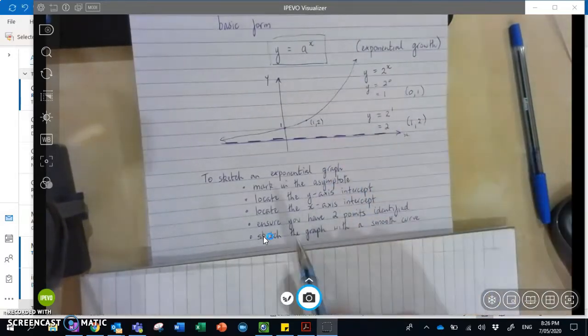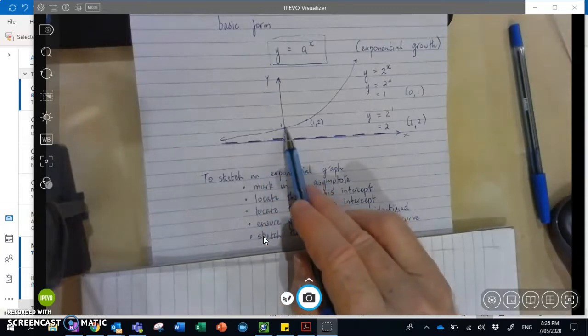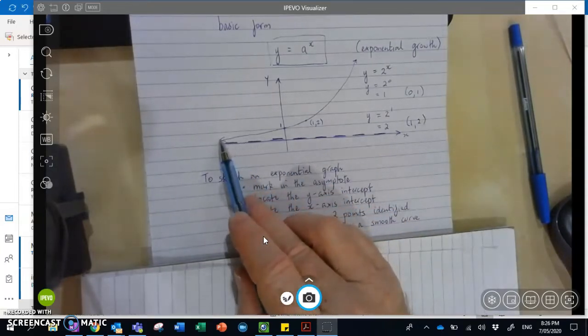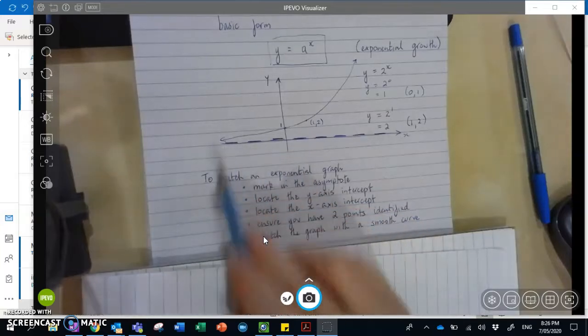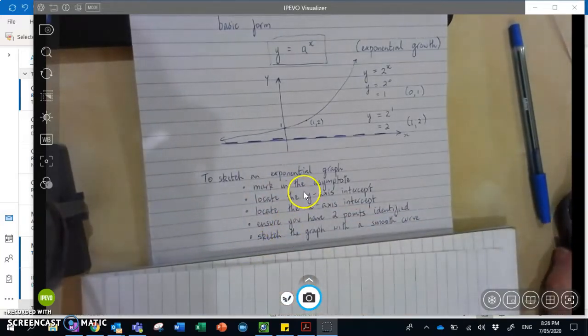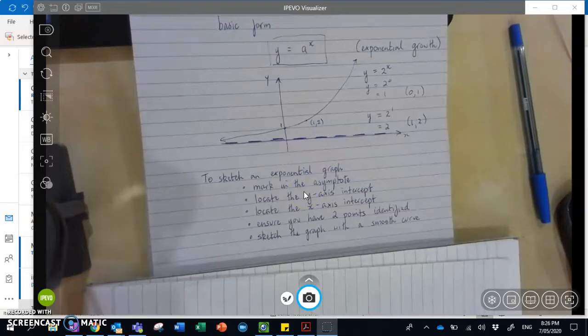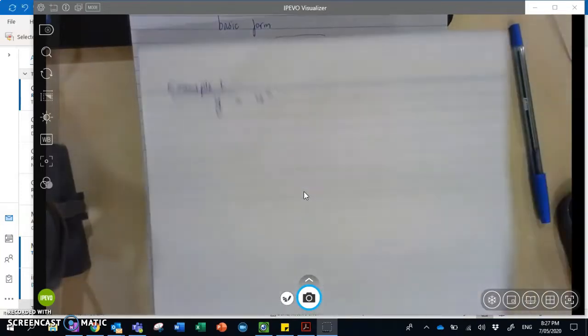So marking that in, and then sketch a graph which joins those 2 points and approaches the asymptote but doesn't actually touch it, with a nice smooth sweeping curve. And that's it for that one. I'll show another example that hopefully will just reinforce the idea of what we've done.